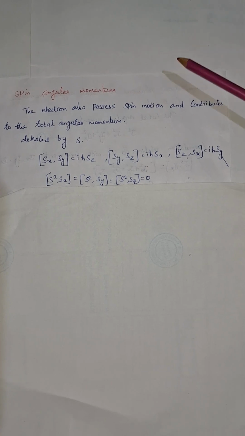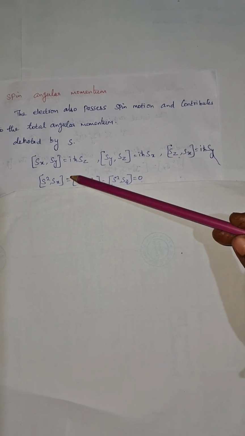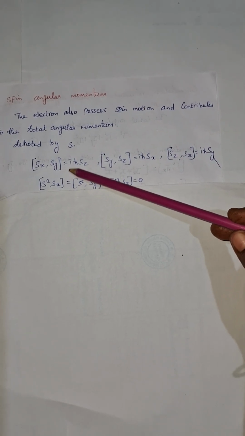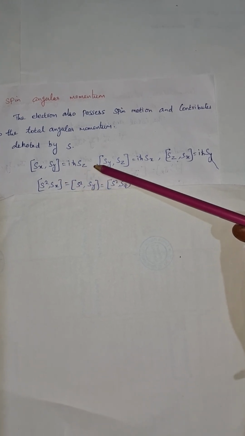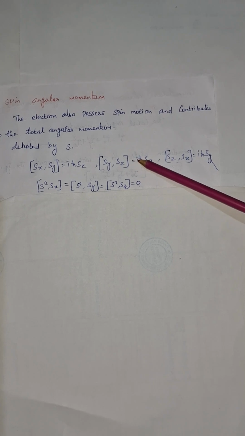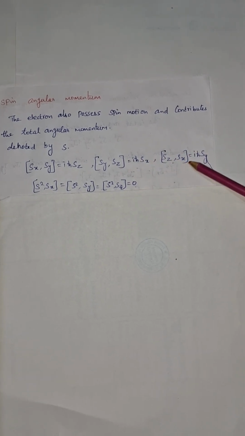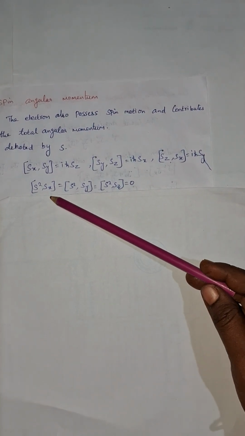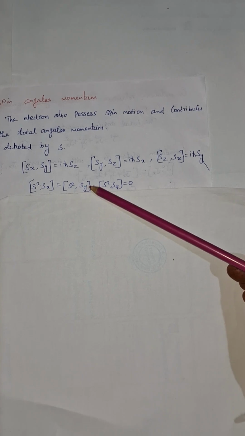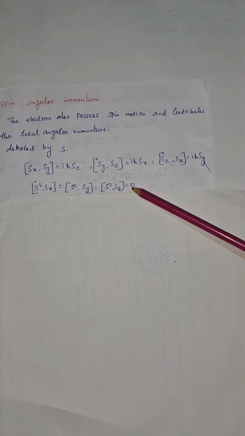Similarly, the spin angular momentum can be denoted by the symbol S. In the same way, the commutation relation gives Sx, Sy equal to i h cross Sz, Sy, Sz equal to i h cross Sx, and Sz, Sx equal to i h cross Sy. But S squared with Sx, S squared with Sy, and S squared with Sz, these commutation relations give the value 0.